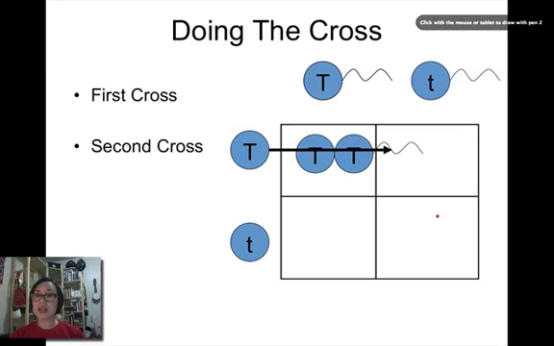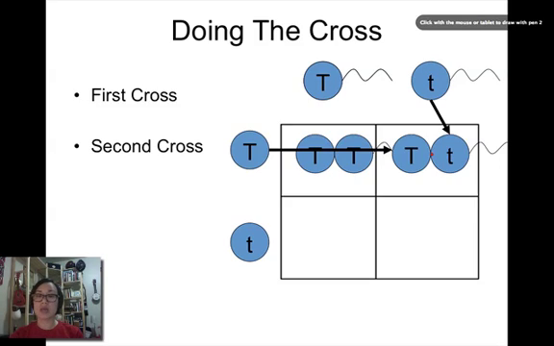So for my second cross, I'm going to be looking at this box. Again, I'm going to ask myself, what's on the left-hand side and what's on the top? On the left-hand side, I have a capital T, so I'm going to go ahead and bring that into the box. And then on the top, I have a lowercase t. I'm going to go ahead and put that inside of my box as well. Now I have my allele or my genotype combination in my second box, so my second cross is done.